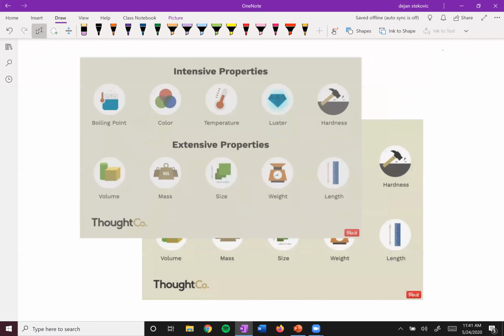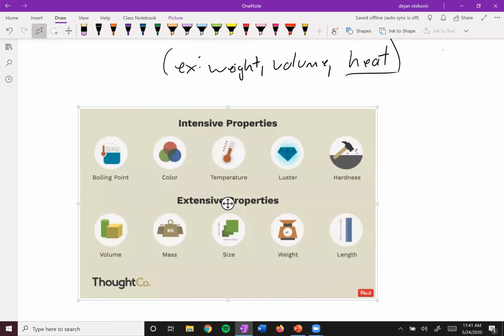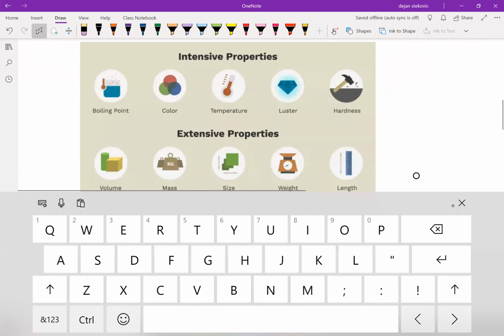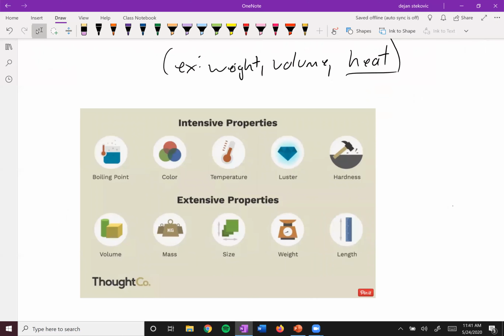So here's just some examples of the above in terms of intensive and extensive properties. So you can read through it on your own and make sure that they all make sense. At the end of the day, you want to be able to identify whether something's an intensive or extensive property.